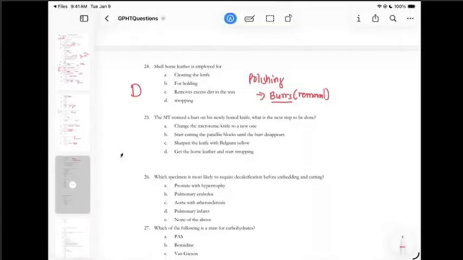Number 25, so the medtech noticed a burr on his newly honed knife. So kaka-sharpen lang ng knife. What's the next step to be performed? Of course, we want to polish. So pag polishing, that's stropping, you use the horse leather. So for number 25, that's letter D.